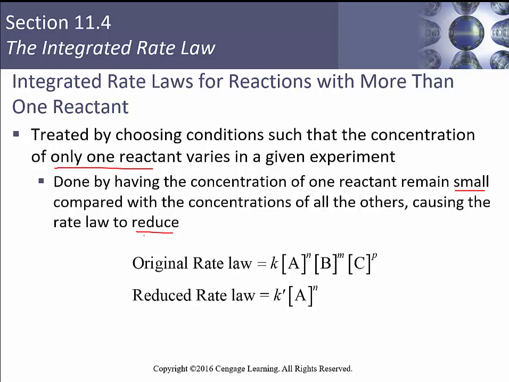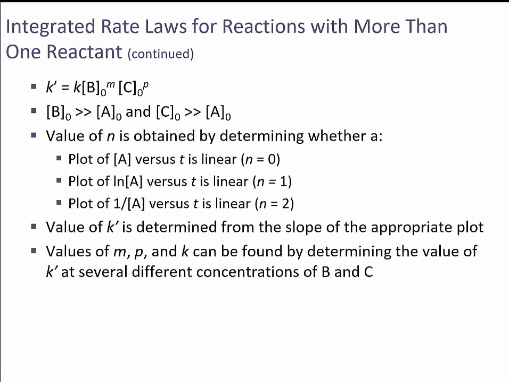And it's going to cause this rate law to what we call reduce. So if our original rate law is k times A to the n times B to the m times C to the p, our reduced rate law is going to be k prime times A to the n. So we know that k prime is going to be k times the concentration of B to the m and C to the p. But our concentration of B is going to be way, way bigger than our concentration of A, and our concentration of C is going to be way, way, way bigger than our concentration of A.